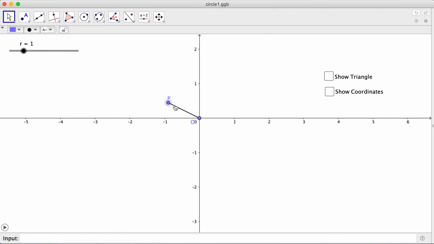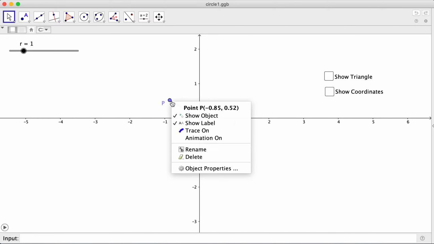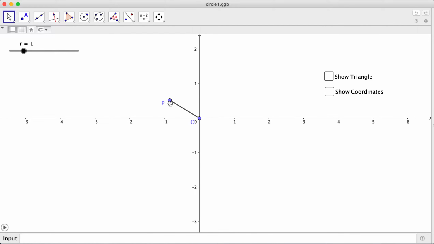Obviously, the path traced by the other end, in this illustration the point P, is a circle, right? Any point on the circle is the same distance from point O, because they all have the same length. So that is the definition of a circle.